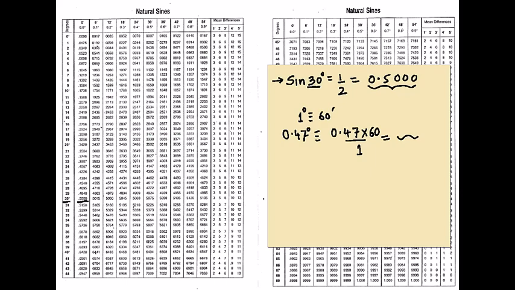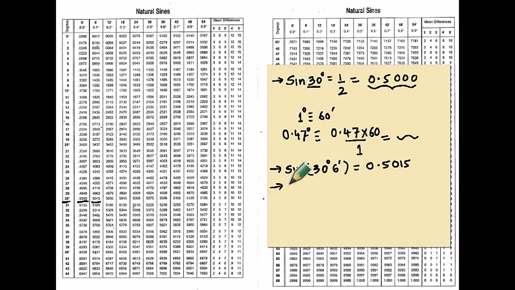Let's take a few more examples. Let's say we want to find the sine of 30 degrees 6 minutes. So you'll see 30 degrees, and then we'll see 6 minutes. There you are, and you have this number 5015. The sine of 30 degrees 6 minutes is 0.5015. Is that easy?